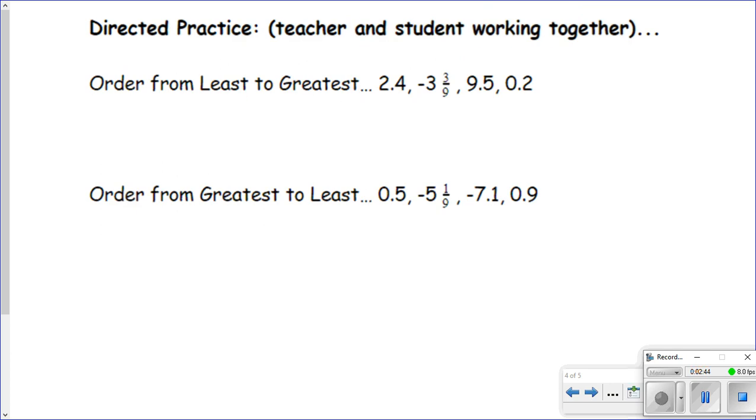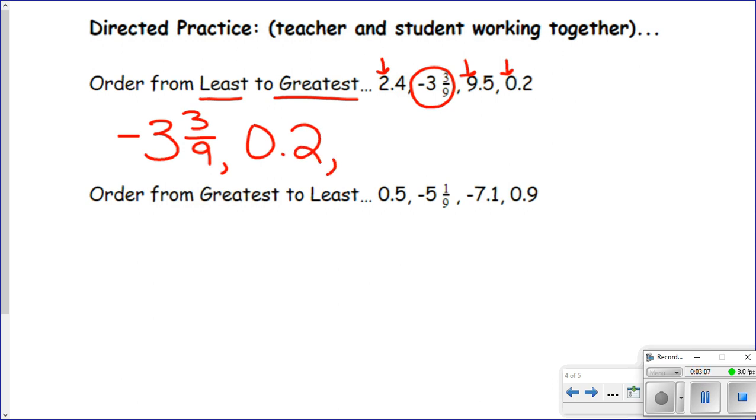Next example, this one I am ordering from least to greatest. Therefore I look for any negative numbers. The only negative number in my list is negative 3 3/9. Now I look for the whole numbers in front of the decimals. 0 is smaller, then 2, and then 9.5.